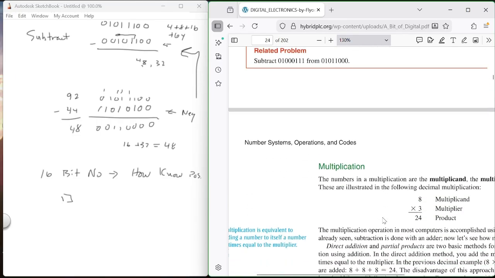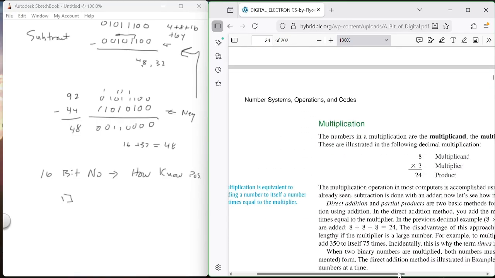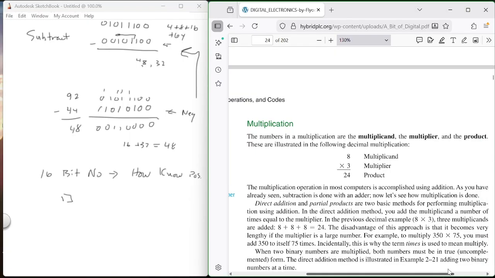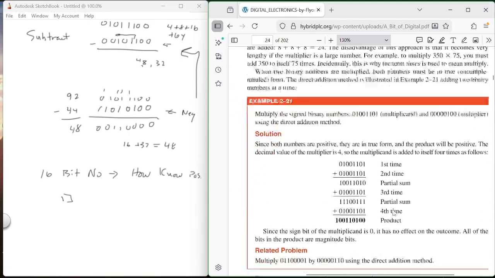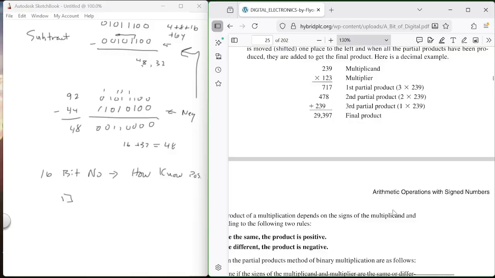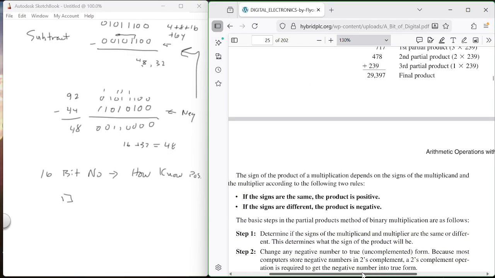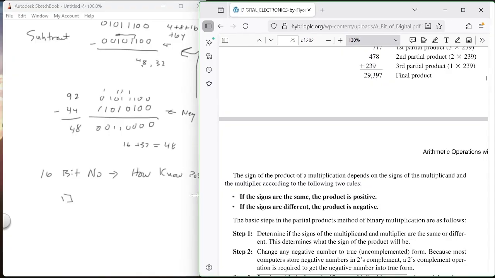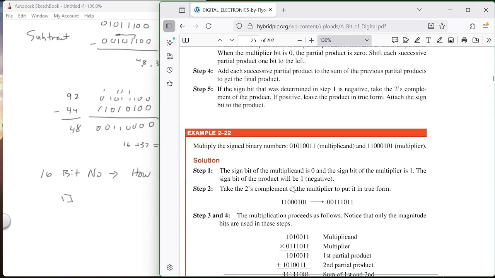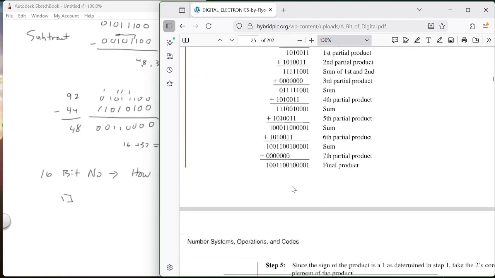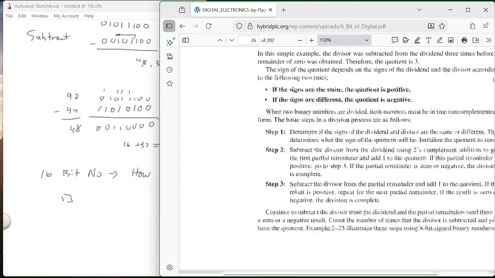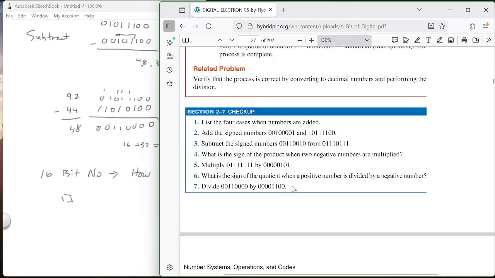Okay. All right, so yes, you can have multiplication and division, but we never worry about that because it's done automatically. Okay, so we get going here a little bit more, and there's some problems at the end of this chapter, and we're not going to worry about that right now.